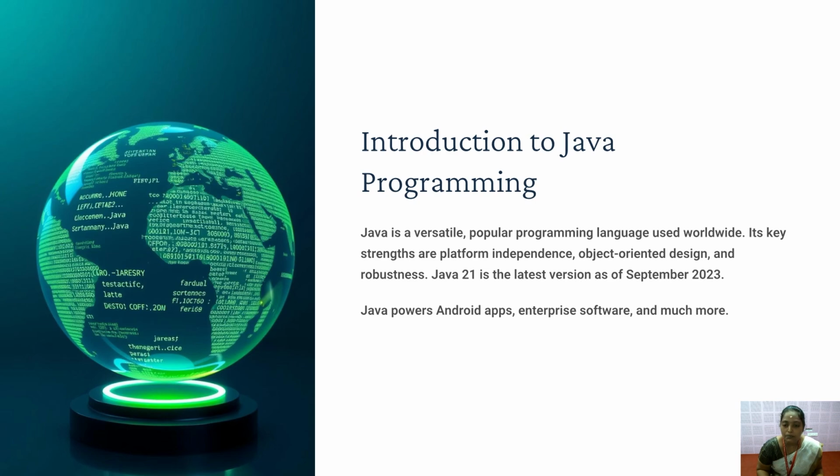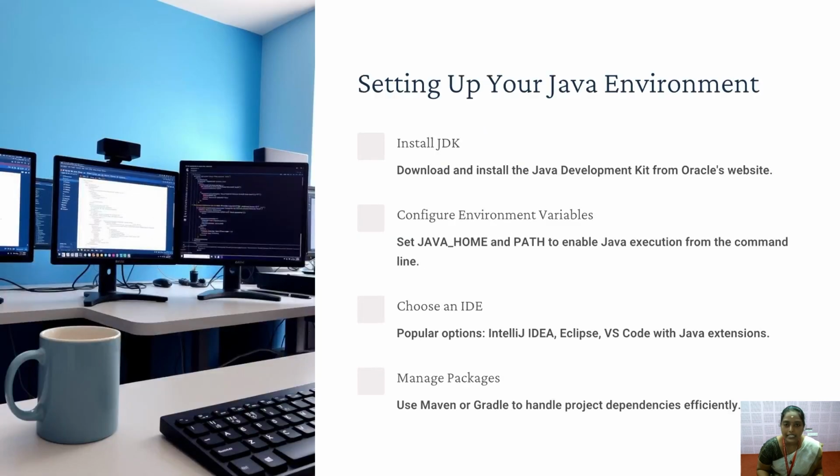First one, what is platform independence? That means we write the code once and we can run the code on any OS. It is completely platform independent. And the other point is that it is a popular high-level programming language. Next, how do we set up our Java environment?